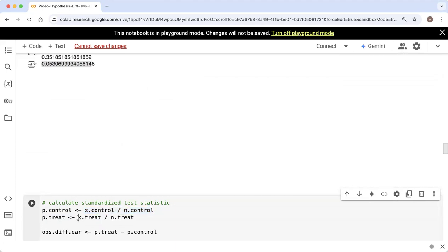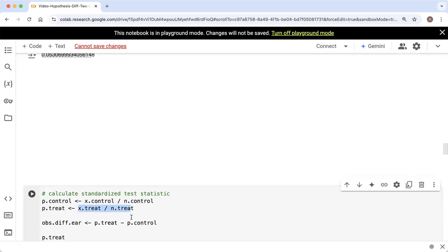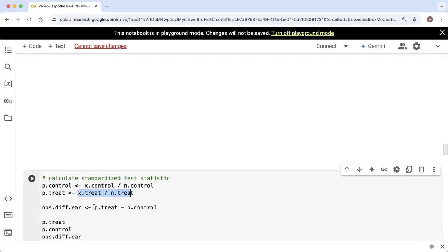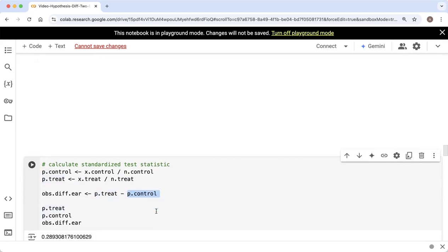Next, I would calculate the sample proportion of the children in the treatment group that got xylitol, what proportion of them got an ear infection. And then I would take the difference, consistent with how I stated my hypotheses. When I stated my hypotheses, I did P sub X minus P sub C. So I'm going to calculate my test statistic similar to how I ordered my difference in my hypotheses. So I'm going to do treatment proportion minus control proportion.